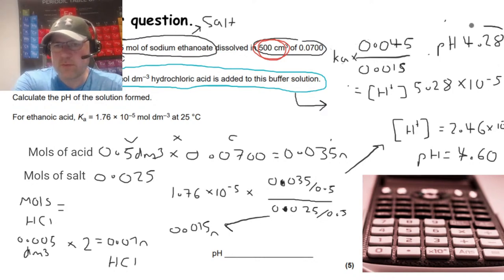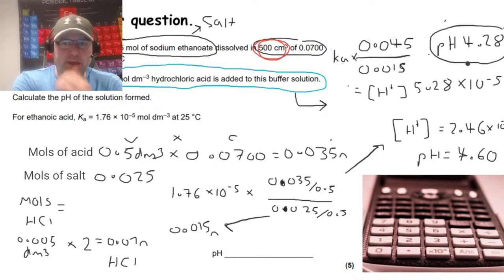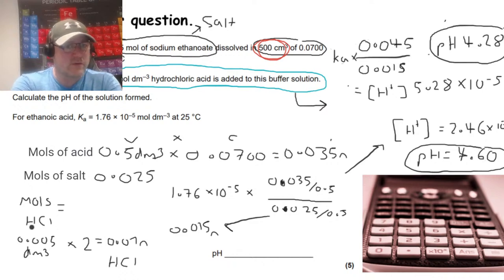So that is our final pH. But the buffer's pH was this. This is the pH of the buffer solution, 4.60. The pH after we add the hydrochloric acid is 4.28.